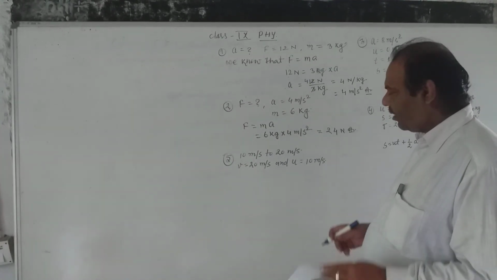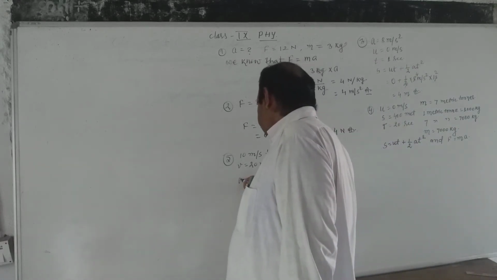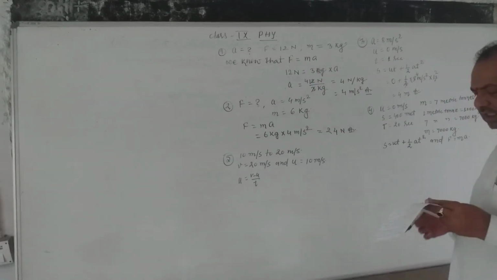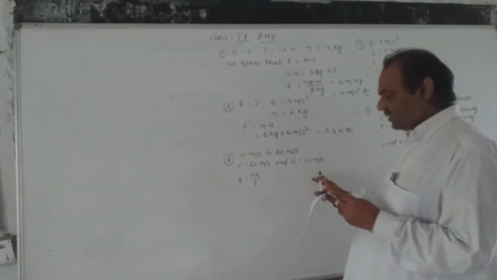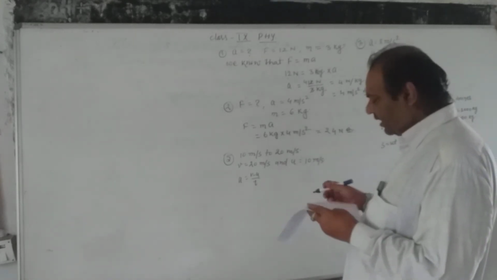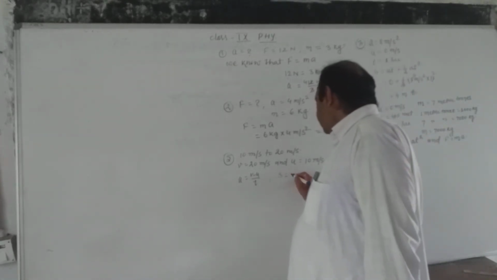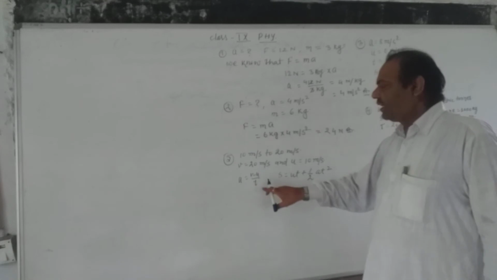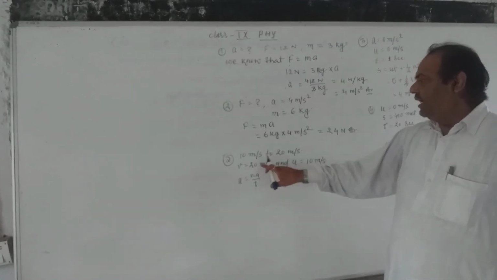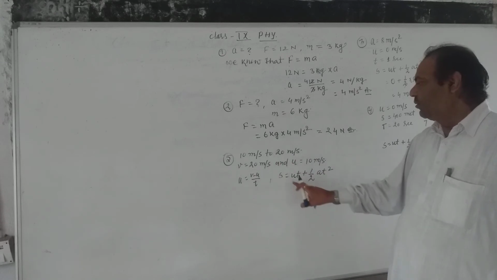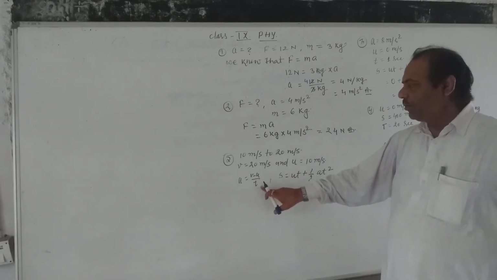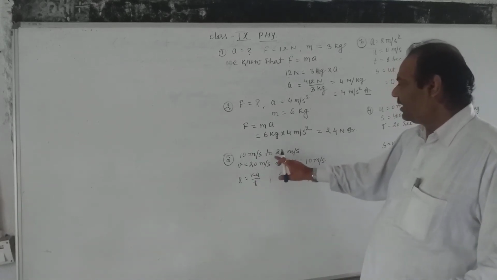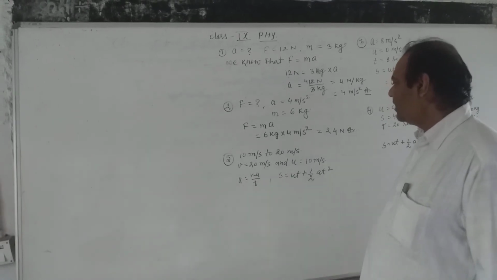Now we have to find the value of a. We can use here a is equal to v minus u upon t from the first equation of motion, and to calculate the distance we can use here s is equal to ut plus half at square. From where we get the value of a, and v and u are given here. Find the value of v minus u upon t. Now 20 minus 10. You can find the value of a by this formula.